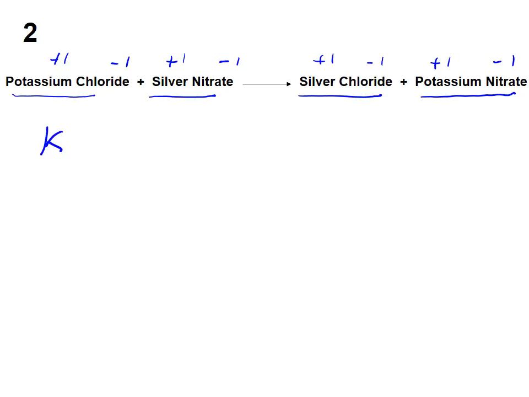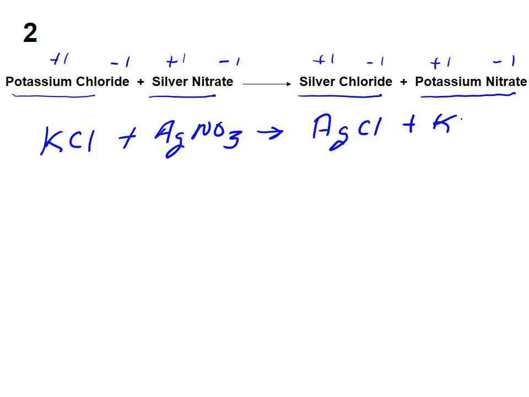So that would be KCl plus silver nitrate, which would be AgNO3, produces silver chloride, which would be AgCl, plus potassium nitrate, which would be KNO3. So now that I know that I've written them correctly, I can count.